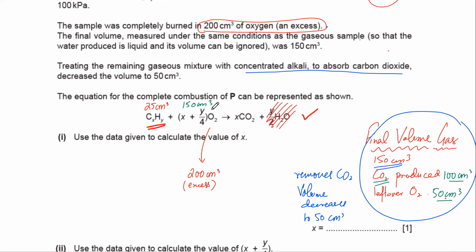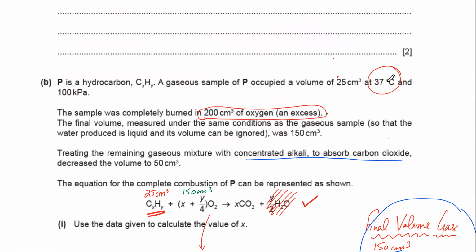Can you please explain the statement written above, that same condition as the gaseous sample so that the water produced is liquid and its volume can be ignored? Isn't he talking about the liquid? No, first thing is I already removed the water, because the temperature that he had given us was 37 degrees centigrade, right?